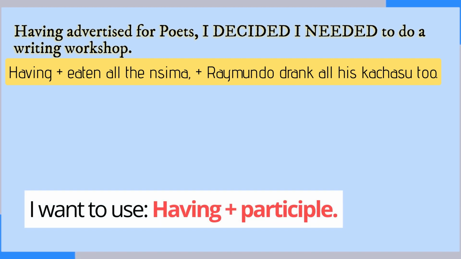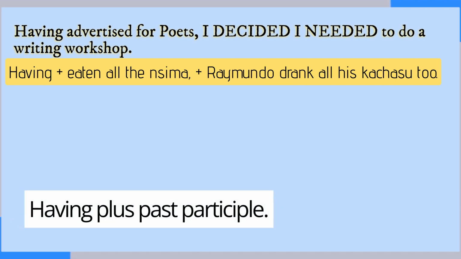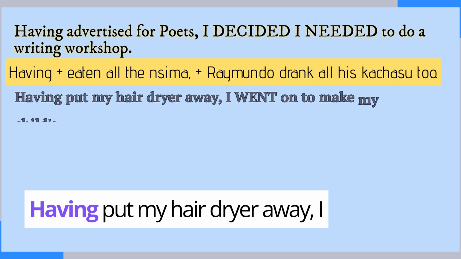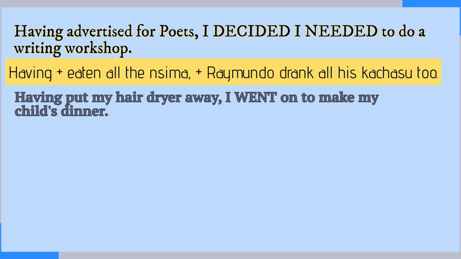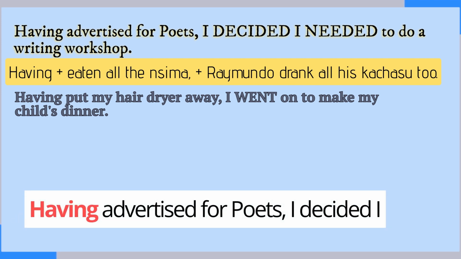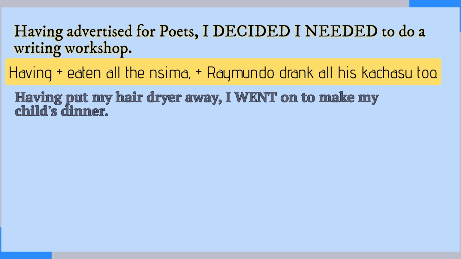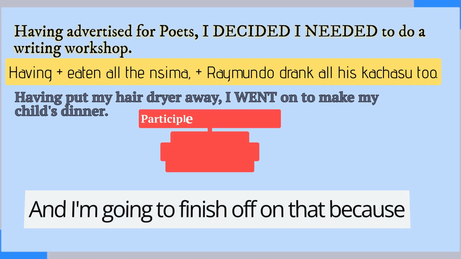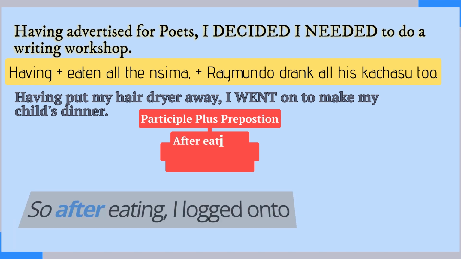I want to use having plus past participle. Having plus past participle. Having put my hair dryer away, I went on to make my child's dinner. Having advertised for parts, I decided I needed to do a writing workshop. How about if we use a preposition? And I'm going to finish off on that because I want to keep it under 10 minutes.